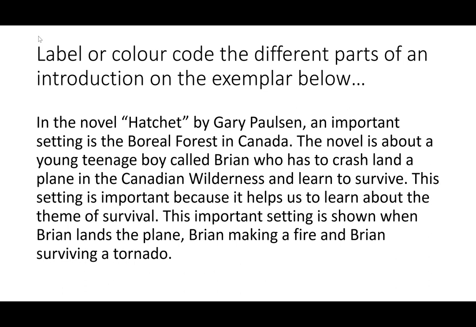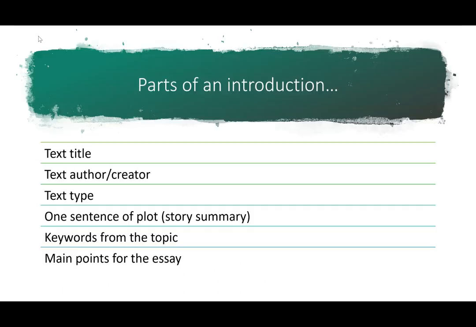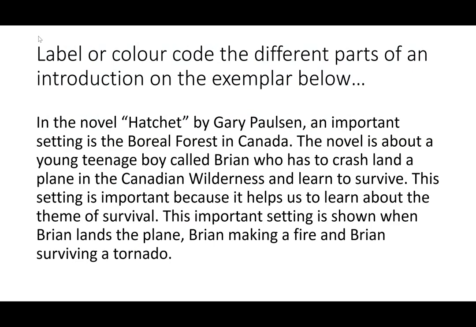Okay, so if you've got those down, what I want you to do now is go back through and you're going to label, or if you can't label, if you're on a computer and it's easier, do it in different colors. So find 6 different colors and label those different things. So the text title, text author, text type, plot summary, keywords, main point. And then as a bonus round, see if you can figure out what the question would be. Describe what. Explain what, based on the keywords that you can find.